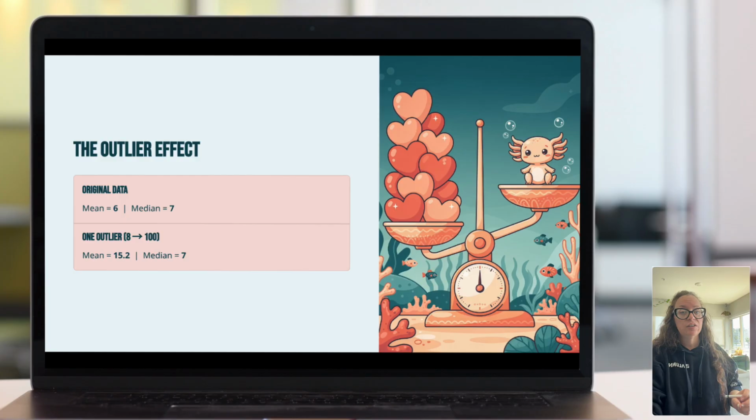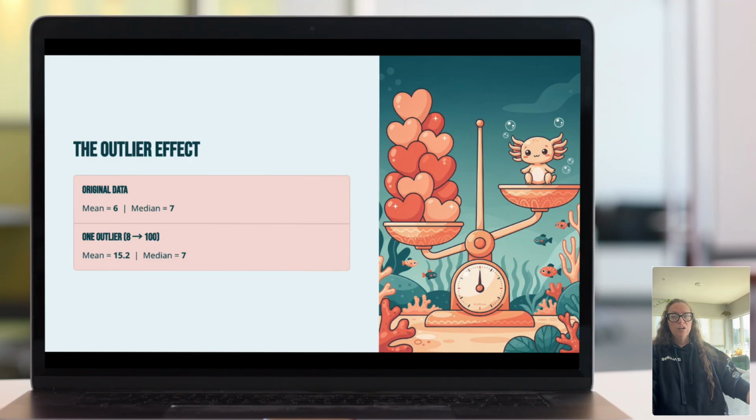Okay, and this is a key difference. The median only cares about position. It doesn't care about the magnitude. It doesn't matter whether the highest value is 9 or 100 or a million. The median just asks which value is in the middle position. The mean, by contrast, incorporates every value's magnitude into its calculation, so it's very sensitive to those outliers.